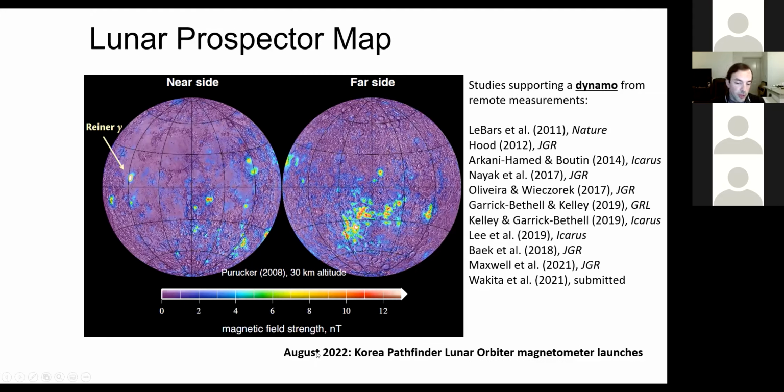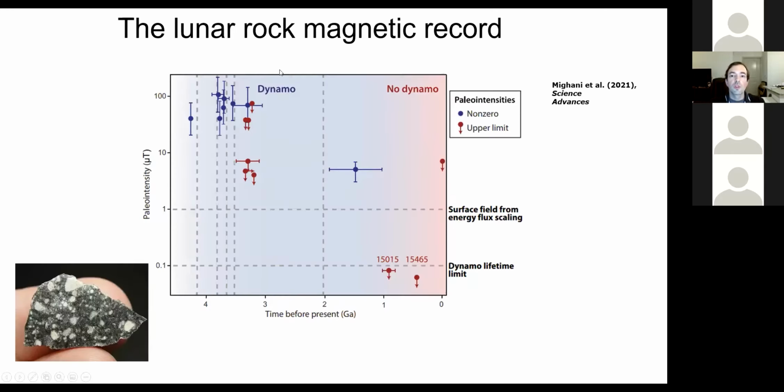And also we're going to make more measurements. In August of next year, Korea will be launching their first mission, and that has a magnetometer on it. And if we can get really low, for example, on some of these anomalies, that would be quite useful. Feel free to interrupt me if you have a question, of course.